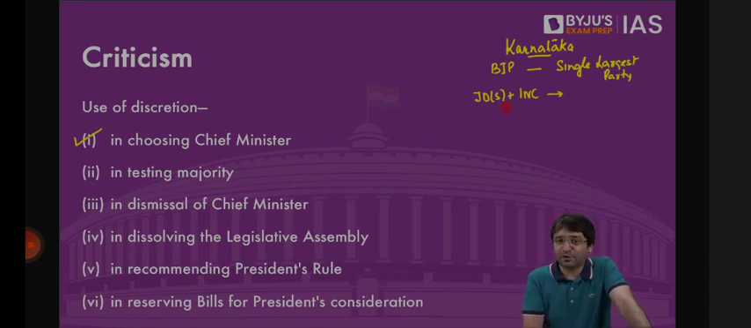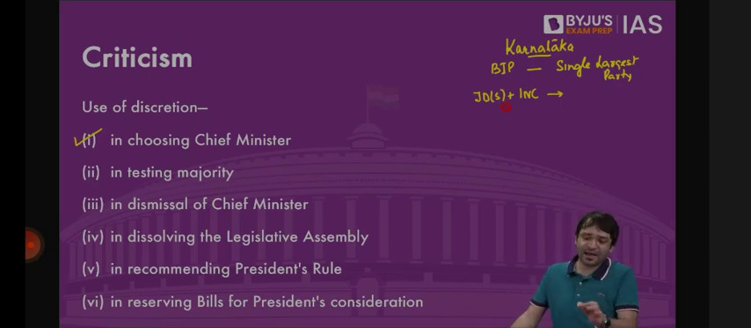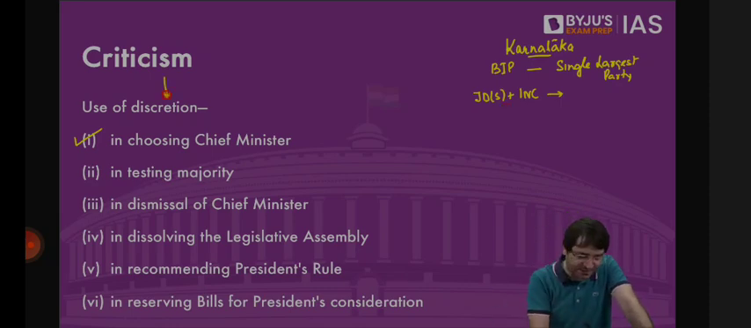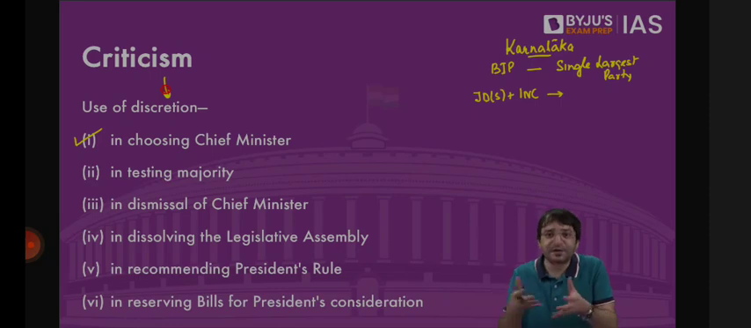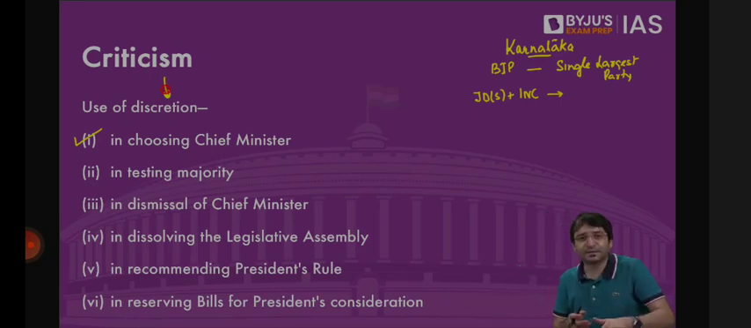Because in appointing the Chief Minister, you have a discretion. Because the Constitution says the Chief Minister shall be appointed by the governor, and all other ministers shall be appointed by the governor only on the advice of the Chief Minister. But in appointing the Chief Minister, the governor is using his discretion. But JDS and Congress said, look at our numbers. Both of us have the majority together. These are the MLAs who are with us. BJP does not have the majority.